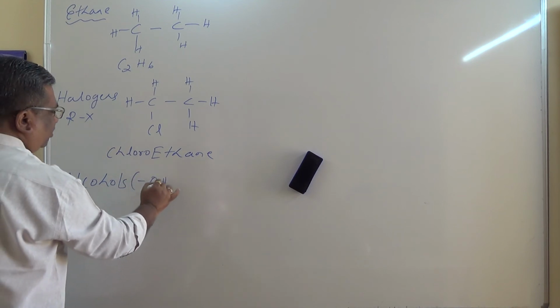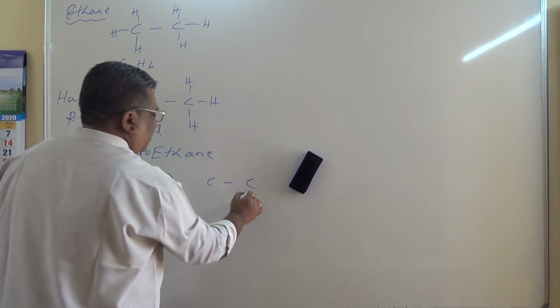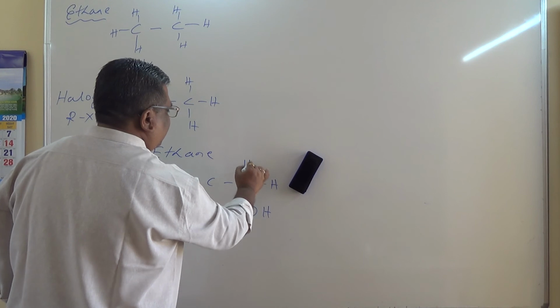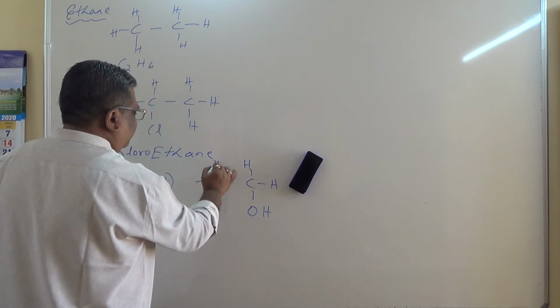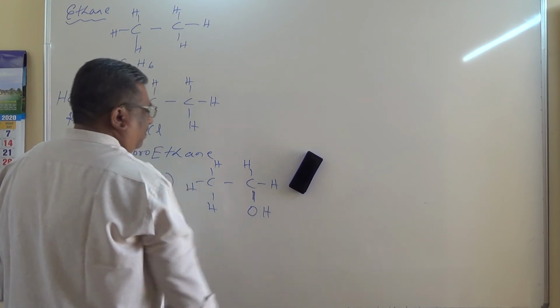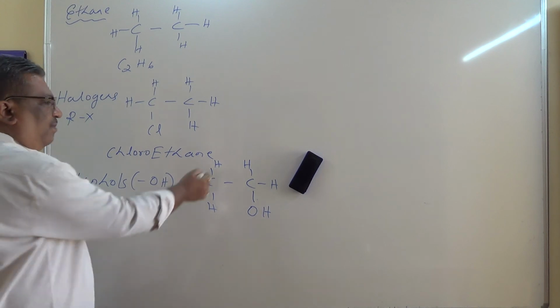Next, alcohols will attach. Alcohol is OH. So 2 carbon atoms. For one, I'll change with OH. Balance the rest all with hydrogen. OH is a functional group here. Okay, it's a single bond here. What is the name of this compound?